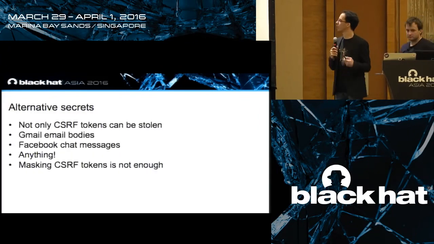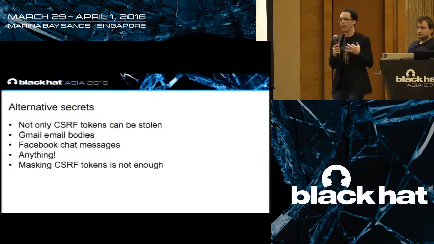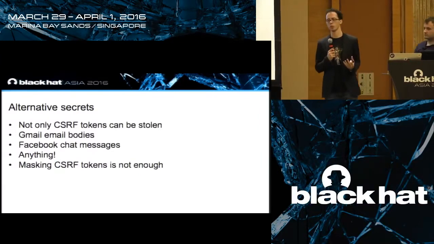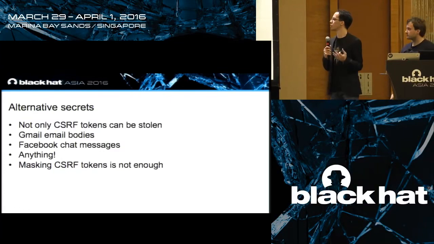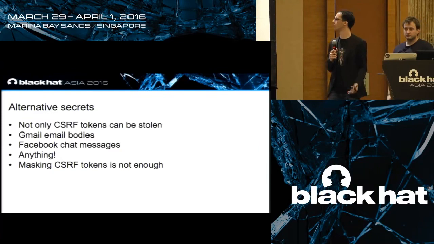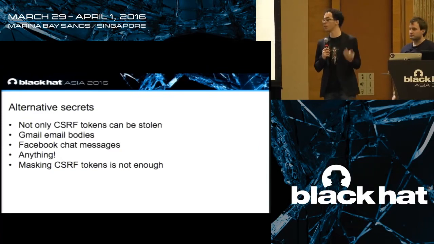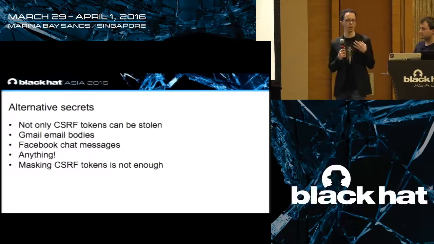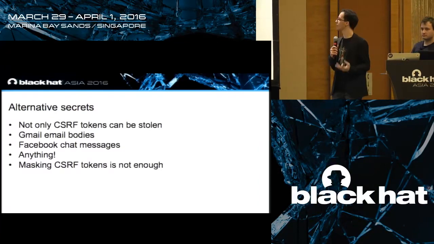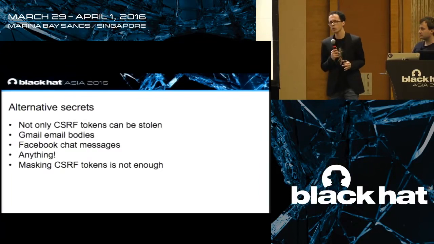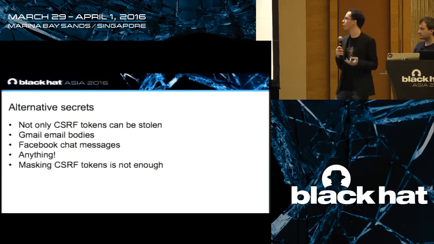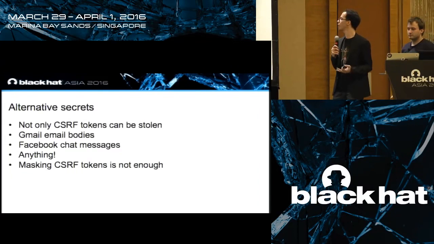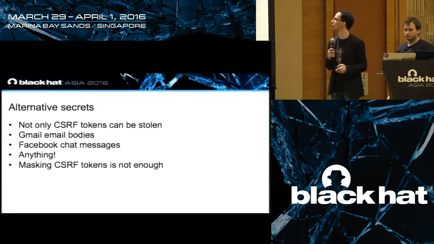So, what are those alternative secrets? Well, anything that is contained in the response plaintext body is a possible secret. So, this is Gmail emails, Facebook chat messages, financial data, or anything else. Facebook has used a mitigation technique by masking the CSRF tokens, which is good, but it's not enough, because although it prevents the attack against the tokens, it is not working for other secrets in the response body.